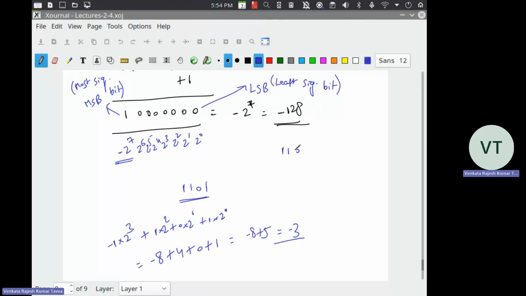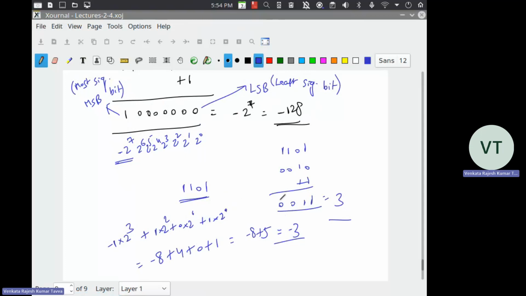Okay, so 1101, first let's take 1's complement, 0010, add 1 to it, 0011. Is it plus 3? Yeah, that's it. So if you take 2's complement of 3, you should get minus 3. If you take 2's complement of minus 3, you should get plus 3.